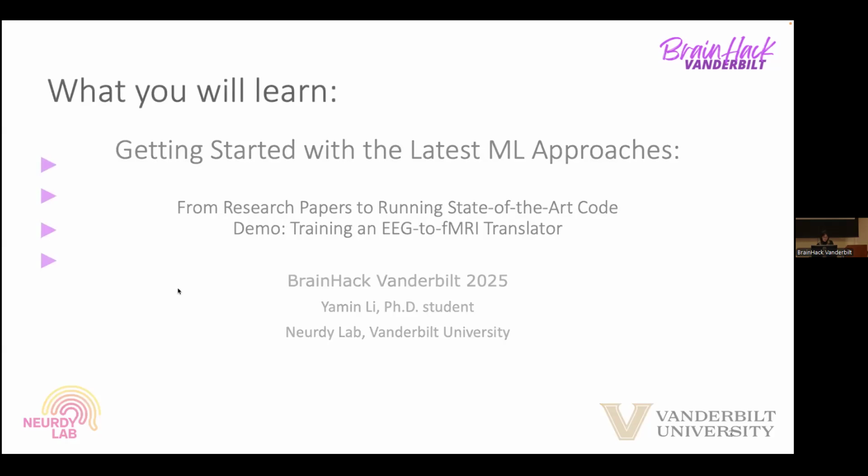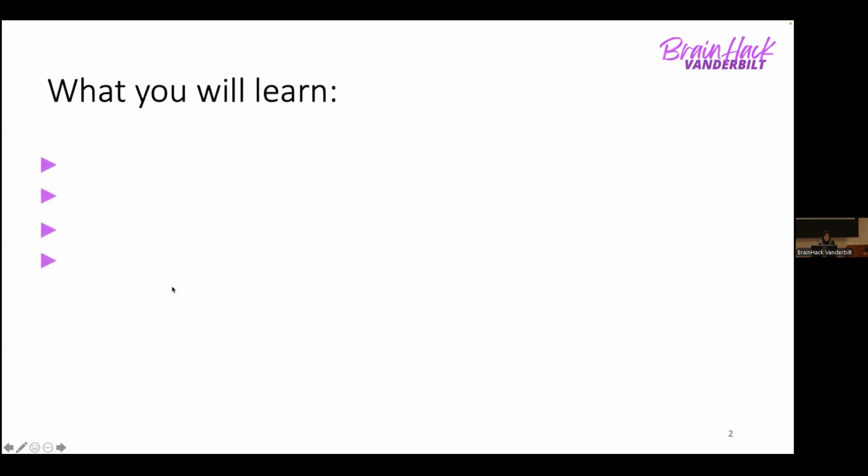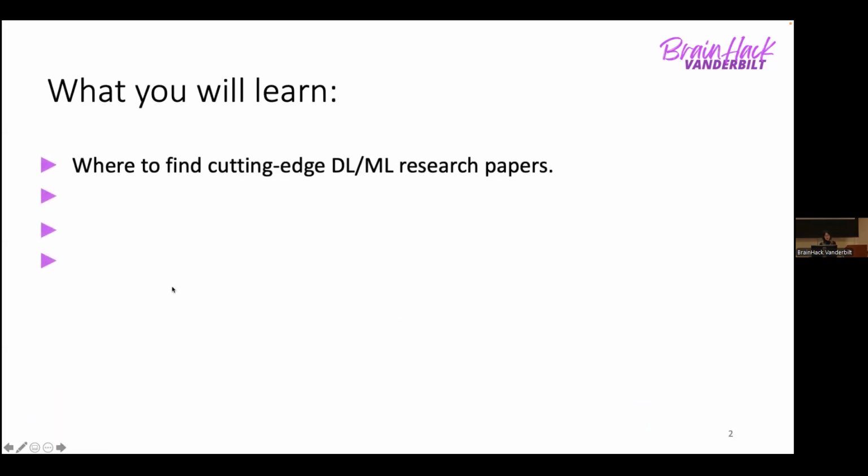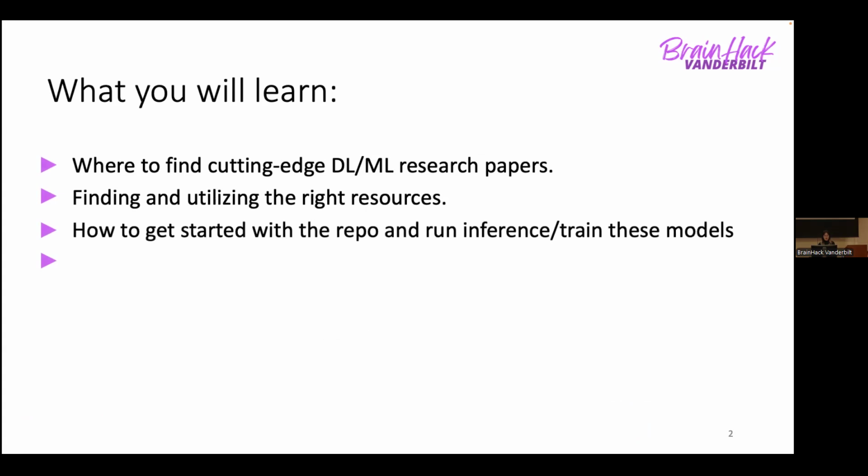And what we learn in this workshop. So first, you will know where to find these cutting edge deep learning or machine learning research papers, how to utilize the right resources, how to get started with the repo and run inference and train these models. And as a part of this session, we are going to run a state-of-the-art code demo together, which was published in last year's NeurIPS.